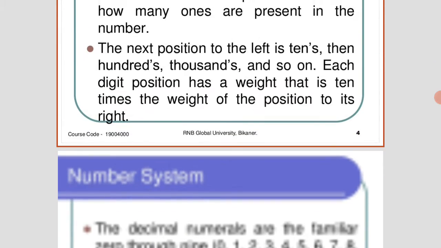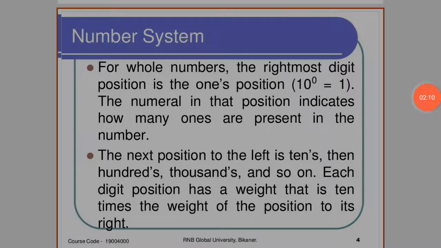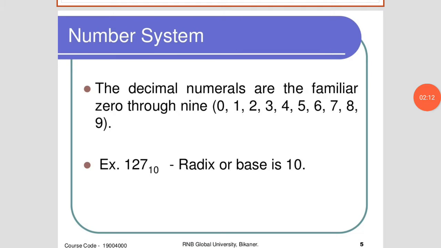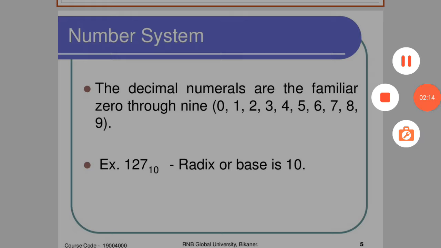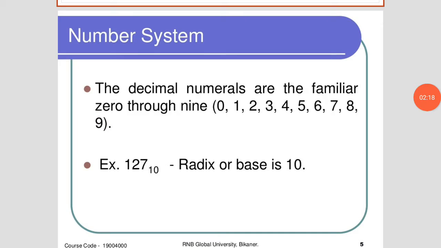In number system, the decimal numbers are the familiar 0 through 9: 0, 1, 2, 3, 4, 5, 6, 7, 8, 9. Example is 127 to the base 10, a decimal number, radix or base 10.